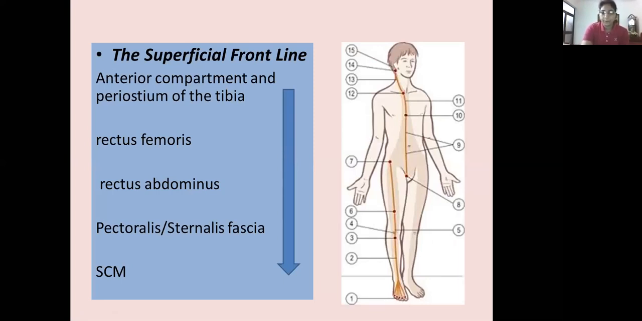So next is the superficial front line. It starts from the anterior compartment of the periosteum of the tibia, that is the shin of the tibia, then goes up through the rectus femoris, then rectus abdominis in the center, and the pectoralis sternalis fascia in front of the sternum, then it goes up to the neck, the sternocleidomastoid muscle. So it is the front line of the fascia. This will stretch when we do backward bending. If we do backward extension of the spine, the whole front line fascia would stretch.